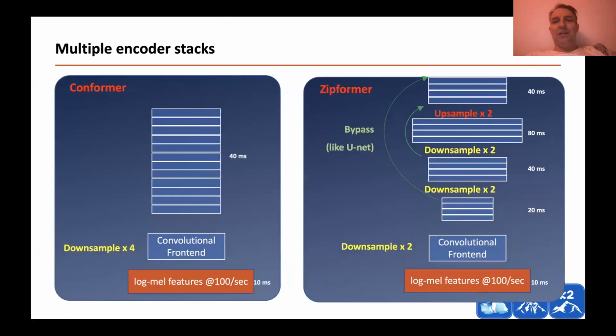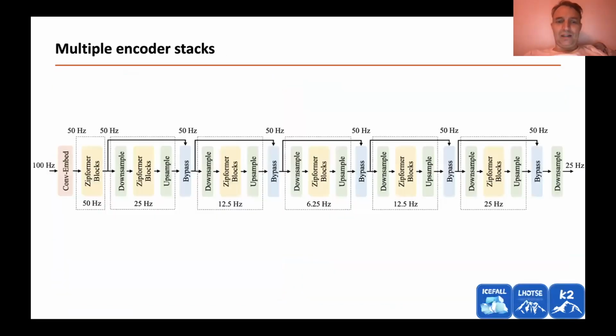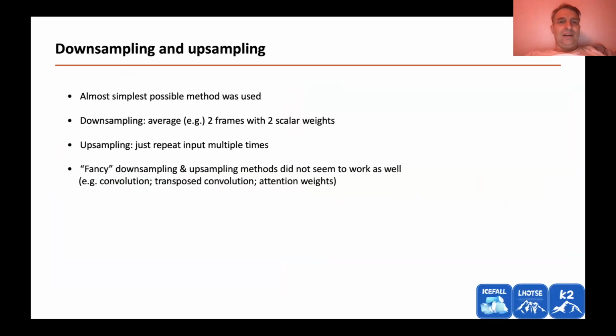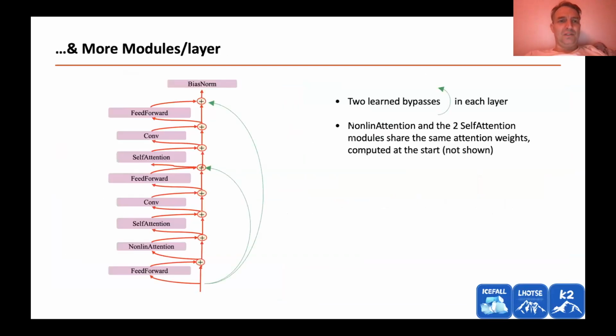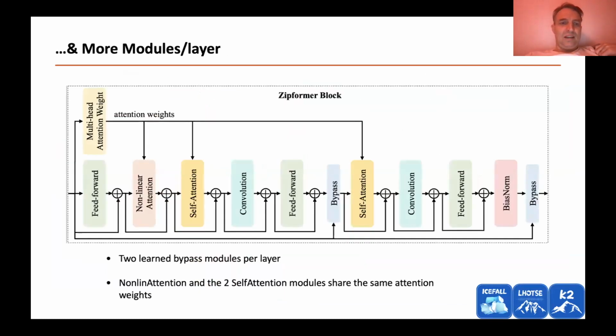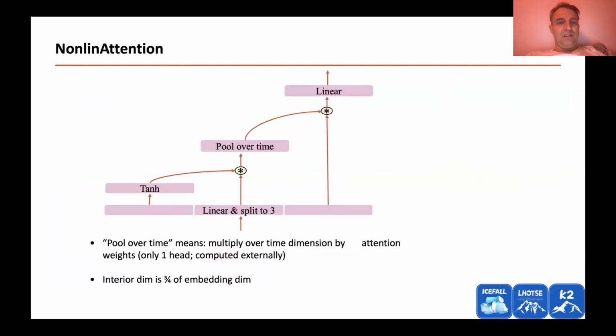But it has a U-Net-like structure where in the middle of the network, it operates at a slower frame rate, but it has a higher embedding dim. This is another picture showing the same thing. Just a few architectural differences include learned bypass, more modules per layer. This is mostly so we can reuse attention weights. Another picture showing the same thing.